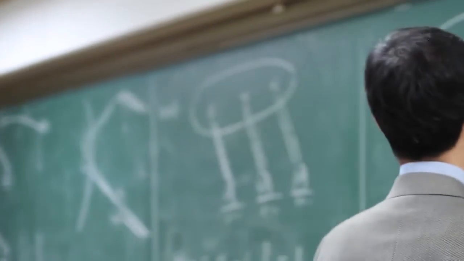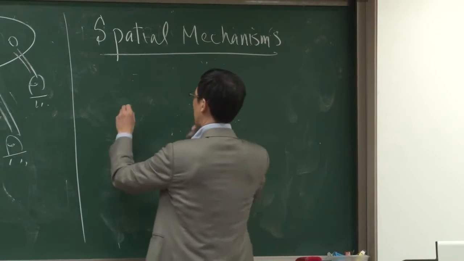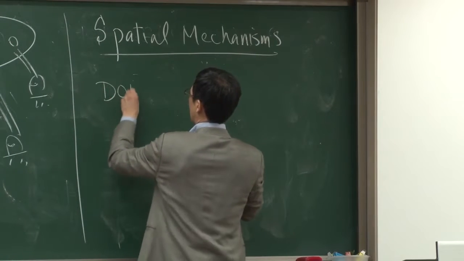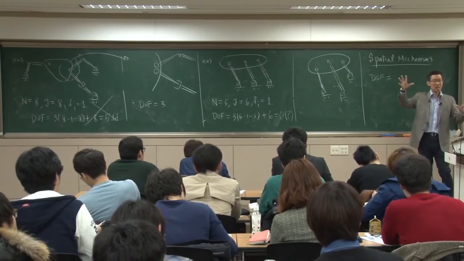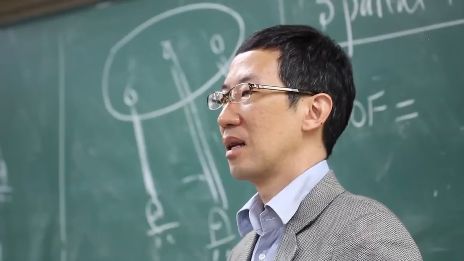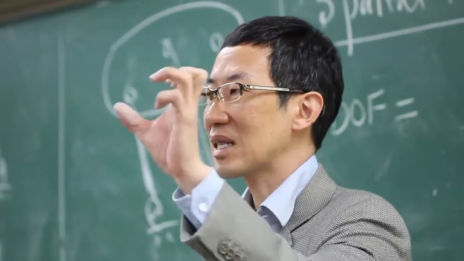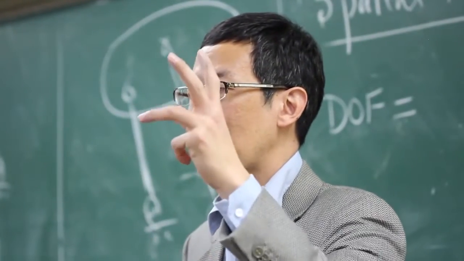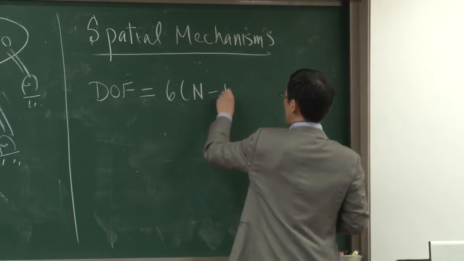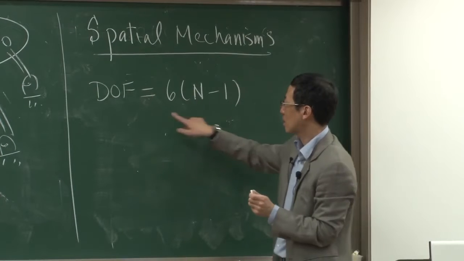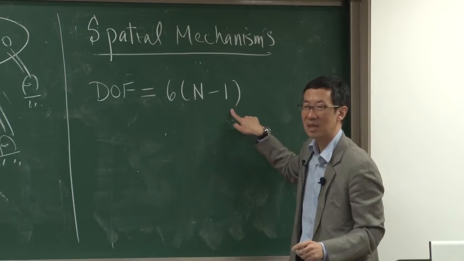Let's do the work first. So what changes? Well, if we have n rigid bodies in space, and they all move independently, how many coordinates do we need? We need 6 for each rigid body, right? 3 for position, 3 for orientation. So remembering to subtract ground, the degrees of freedom of a spatial mechanism would be 6 times n minus 1.